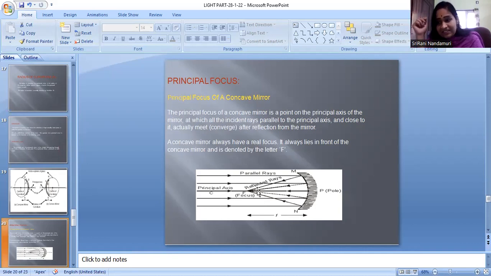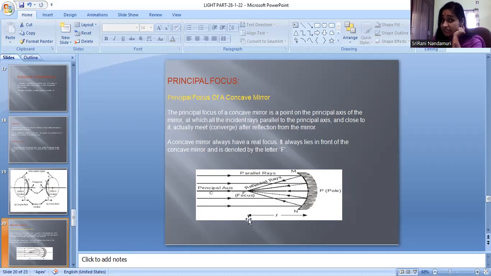What is the principal axis? We have discussed it: the imaginary line drawn from the center of curvature to the pole. All the light rays come and meet at some point on the principal axis. So the point where all the light rays meet is called the principal focus.